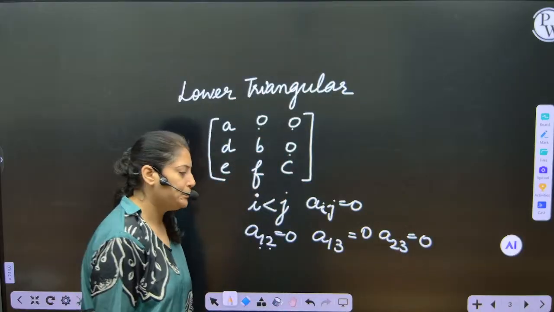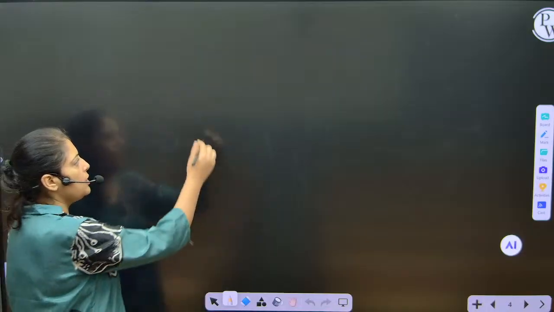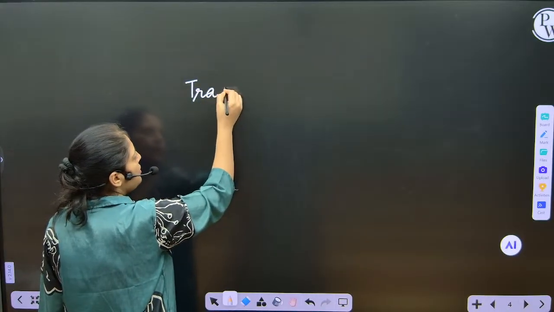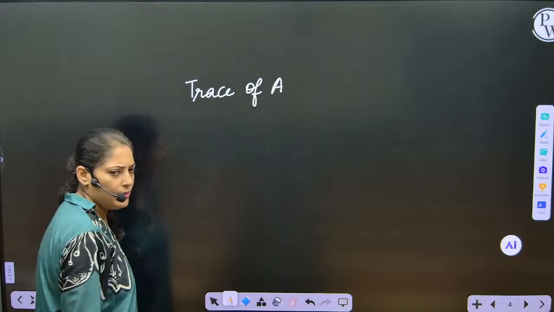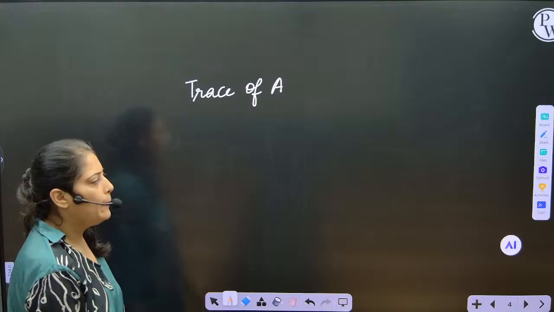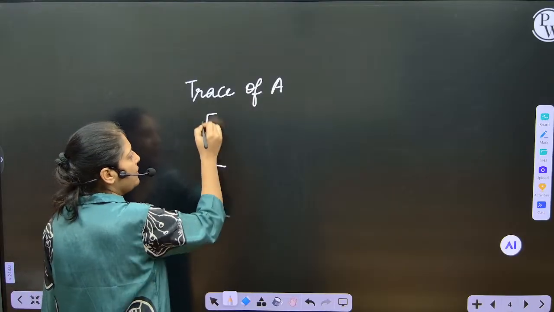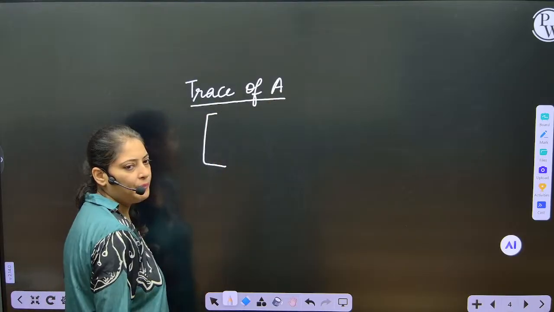Next, I am going to talk about trace of a matrix A. This is very easy. Trace of A. Next topic, I would say.